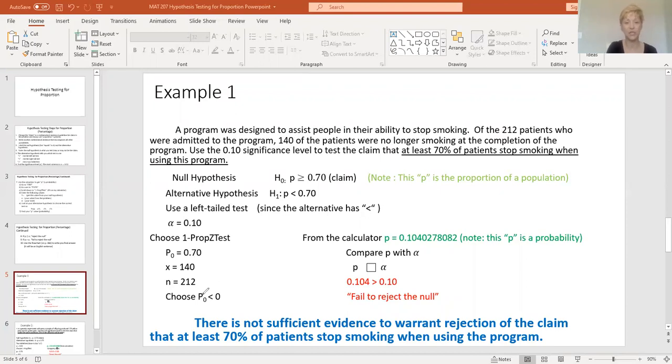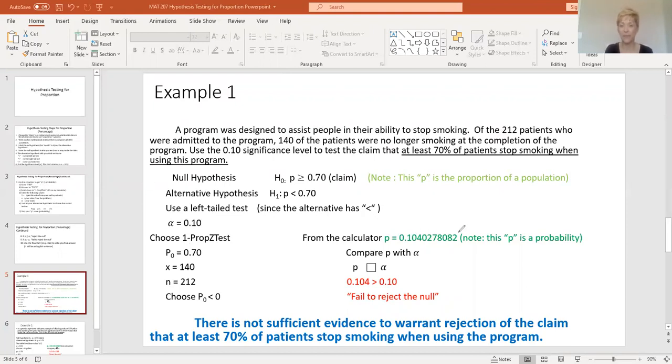Now, why did I choose the not equal to 0? Because I look at my null, I look at my alternative hypothesis. The alternative had less than in it, so I picked less than 0. So all that's entered into the calculator, and then I go down and hit calculate, and I'm looking for P, not P hat, but P. And this is the P when I scroll down, that's the P on my machine.